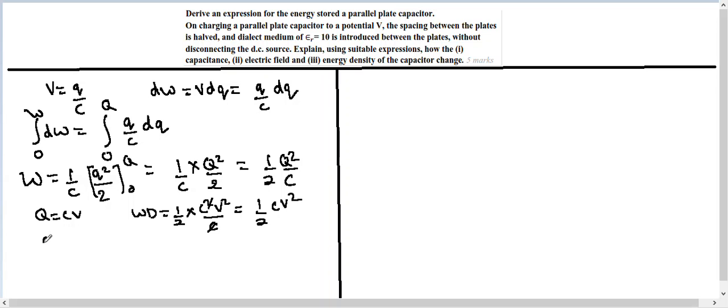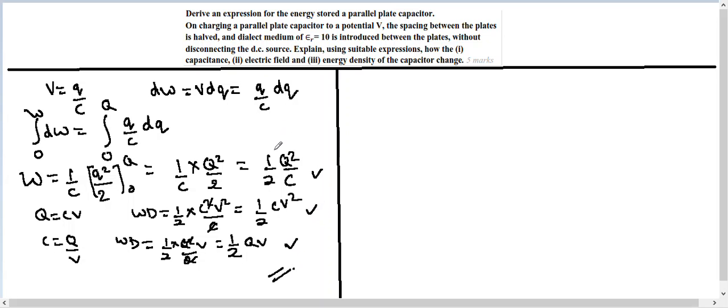Also, we know that C is equal to Q by V. Therefore, work done again can be written as half into Q square into Q by V. So it is also equal to half QV. So we get three formulas for work done, which are half Q square by C, half CV square, and also half QV.